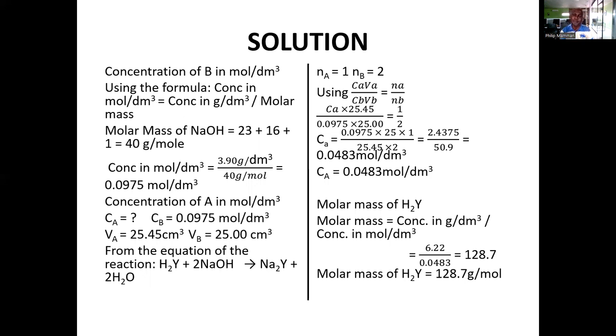Then what about your VB? Remember I said it is the volume of your pipette, and you are asked to calculate your CB, which is the concentration of base, or CA, the concentration of acid. You can make your manipulation and arrive at your answer. As you can see here, we substituted: CA equals CB multiplied by VB multiplied by the mole ratio of A, all over the volume of A times the mole ratio of B. If you look at it, you get the manipulation and arrive at your answer to be 0.0483 moles per dm³.